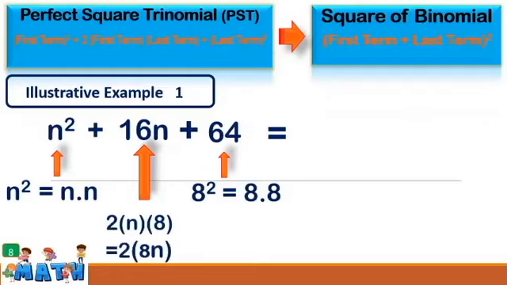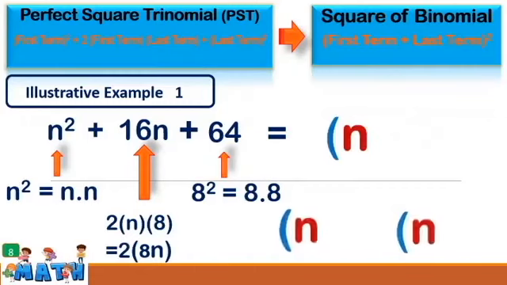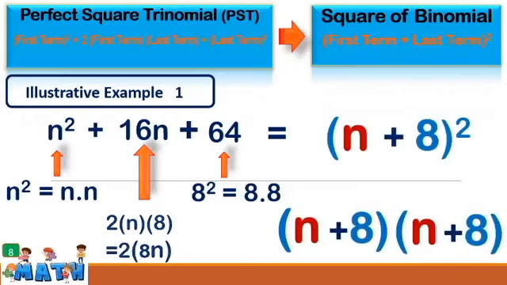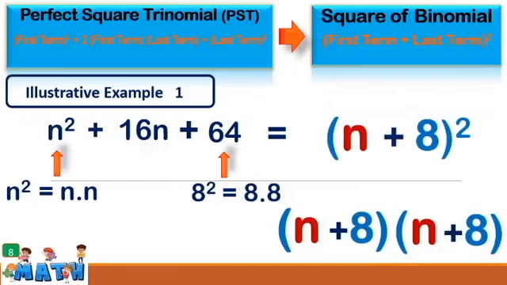And writing the factors following the pattern, the first term is n and the last term is 8. So we have the quantity n plus 8 squared or n plus 8 times n plus 8, which is the square of a binomial.